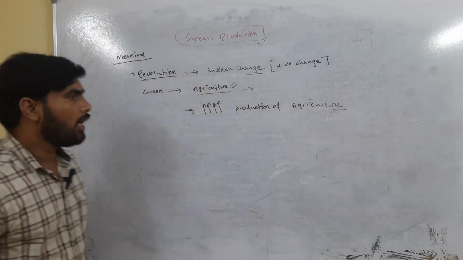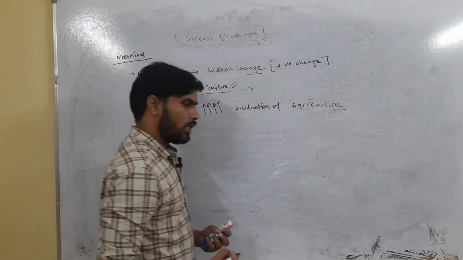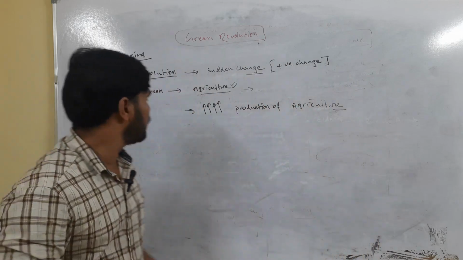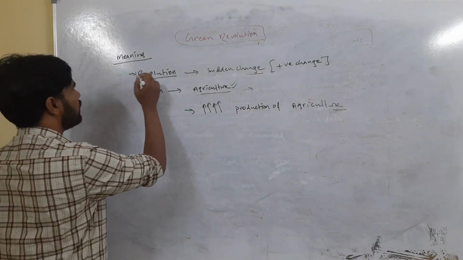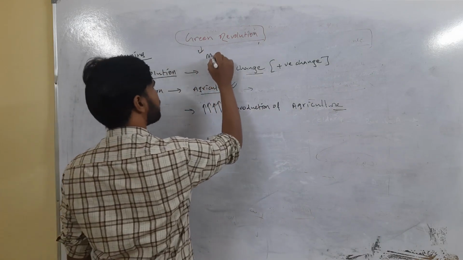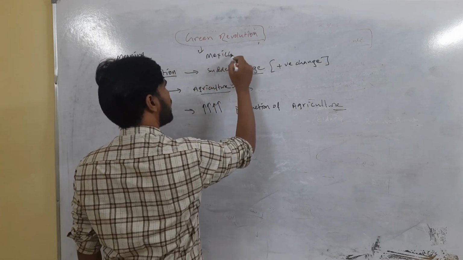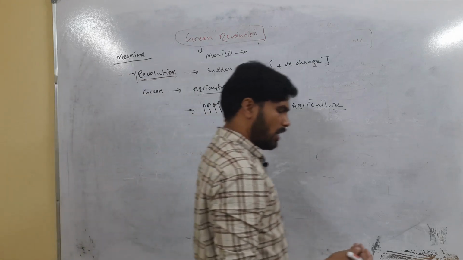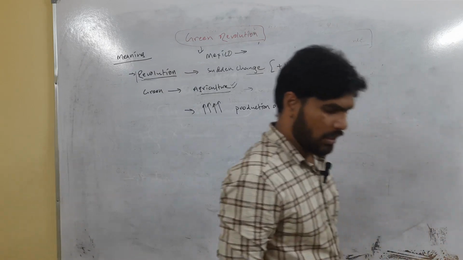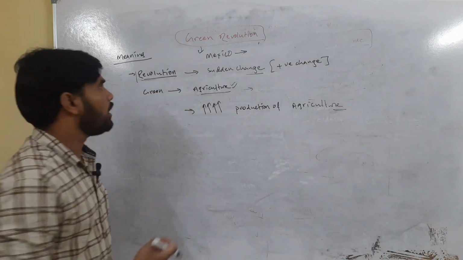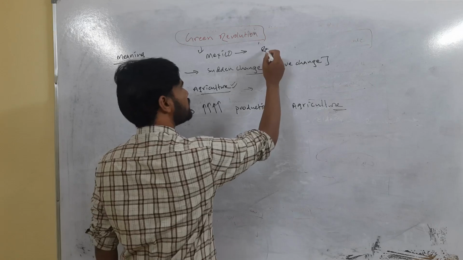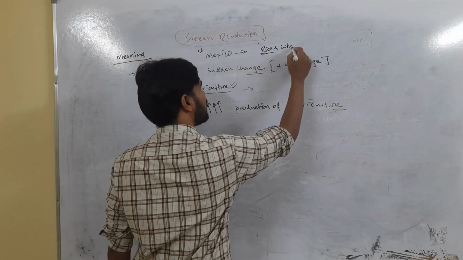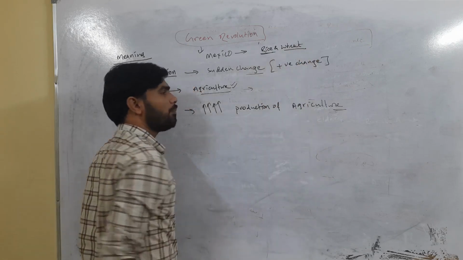Not only in the Indian context, but if you see in the entire world, the first country to witness the green revolution was Mexico. There is a great scientist called Norman Borlaug. Actually he belongs to the United States of America, but he did his research in Mexico. There he experimented with rice and wheat. Later the experiments were extended to wheat also.